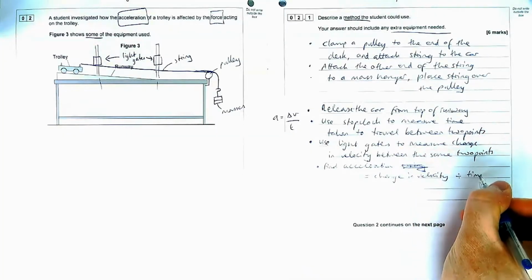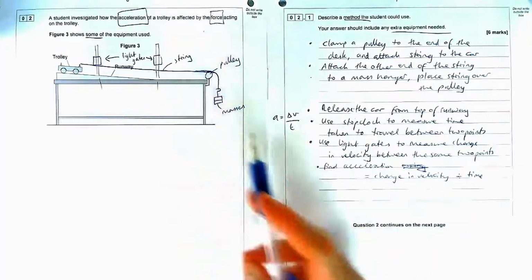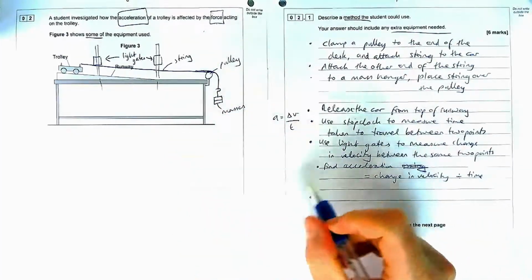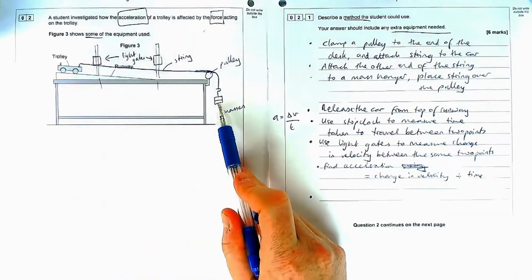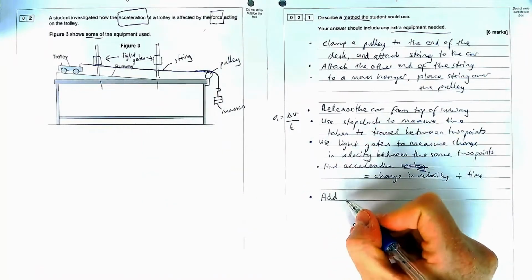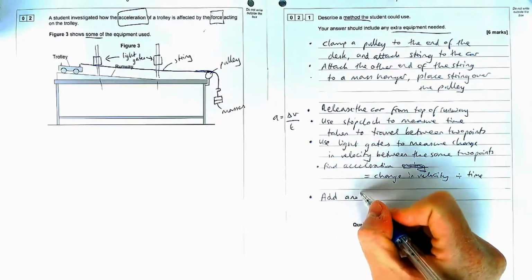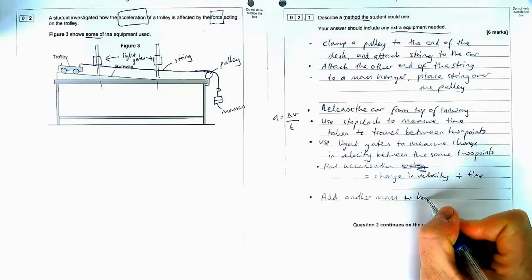And the last thing we're going to say is how we vary the force. Now again, there's a couple of ways of doing this. You could alter the height of the runway. However, we're going to talk about the masses here. So we're going to say add another mass to the hanger and repeat.